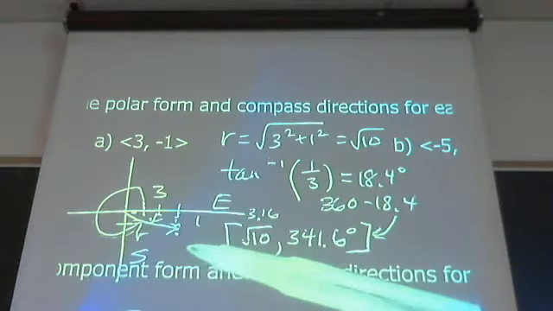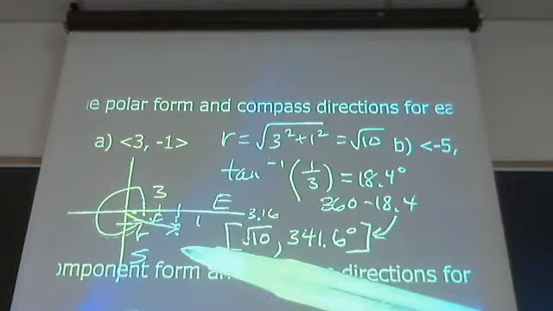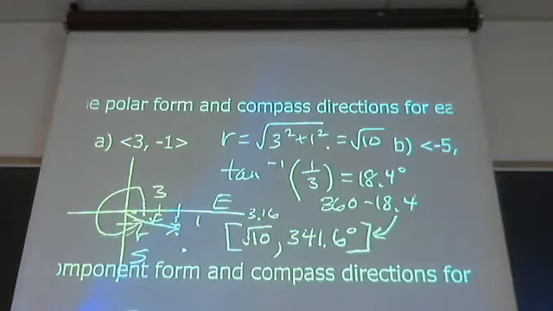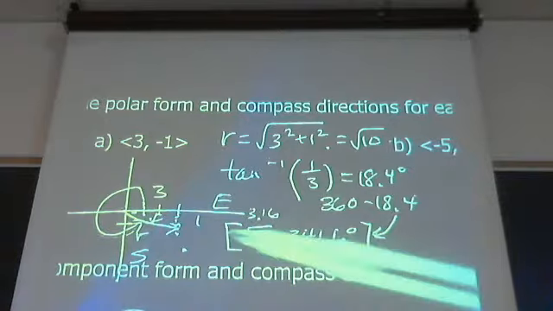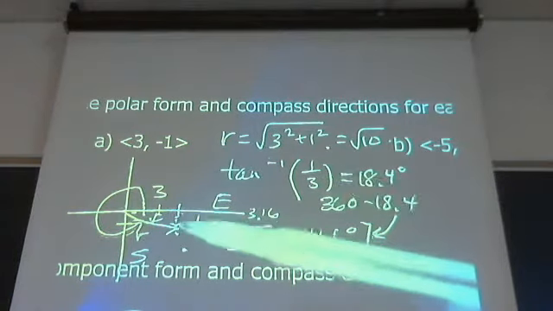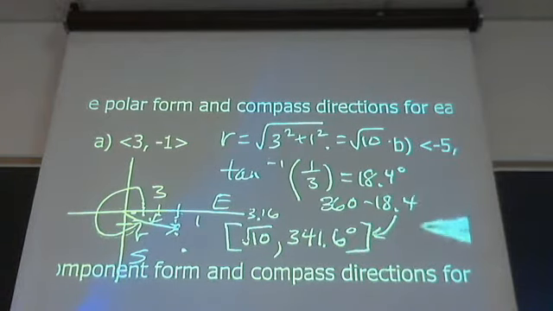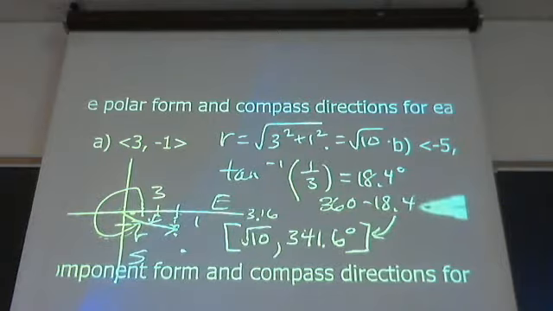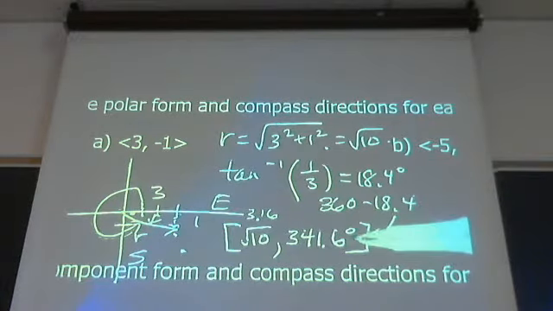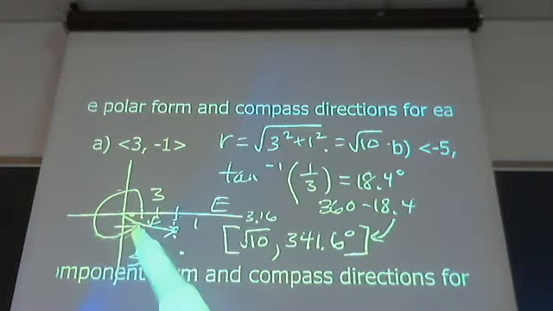So you're in quadrant 4. Sorry, and you are using the Pythagorean theorem to find the radius, right? 3 squared plus 1 squared, and you're also doing inverse tangent of opposite over adjacent, which is the 1/3. And you get the 18.4 degrees. Now, if you take 360 and subtract that 18.4, that's going to give you the actual direction of the vector in the positive rotation there.